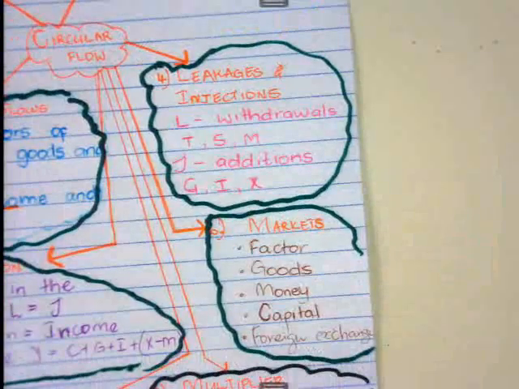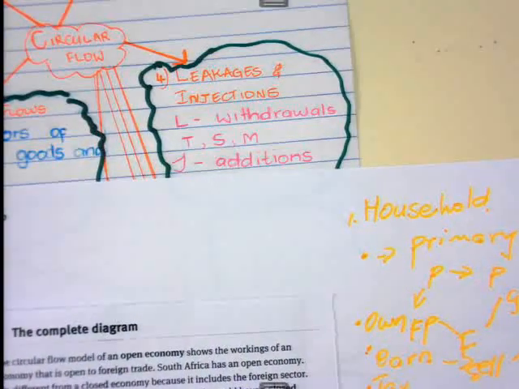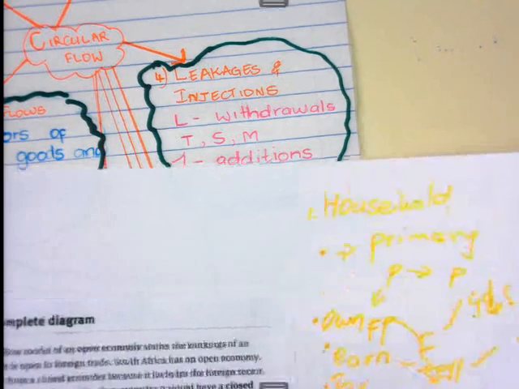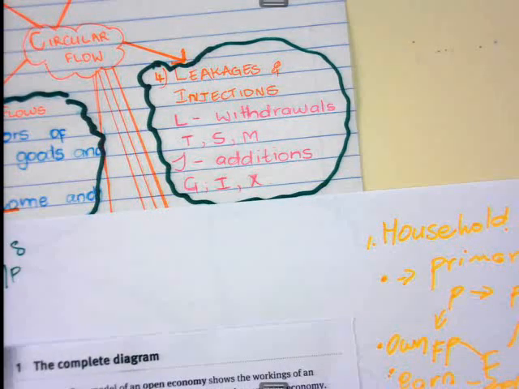Then we have the injections. Injections are additions into the economy. When you talk of injections, we say that injections are additions into the economy. Injections happen when money enters a circular flow and increase the quantity of money in circulation in the economy. Injections can happen in three ways. If the government decides to increase its spending, that gives an injection. Let's say, for an example, the government decides to build a new school. It means that the government has injected money into the economy when building a new school.